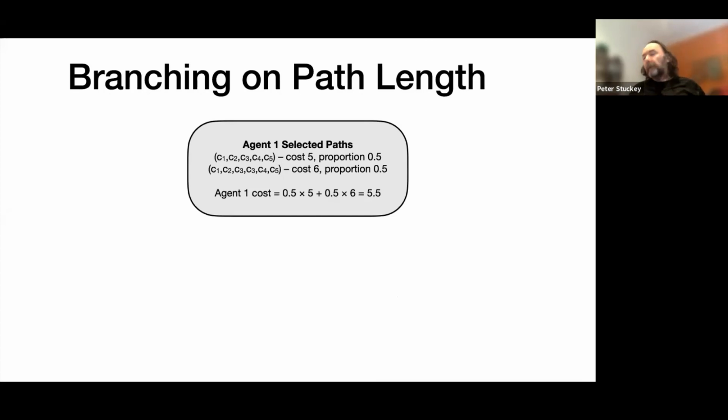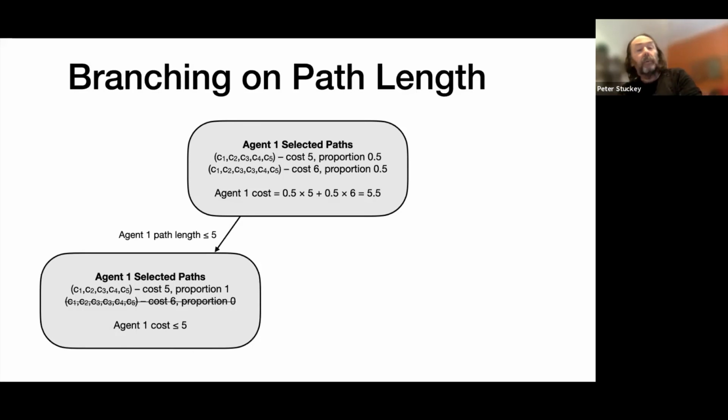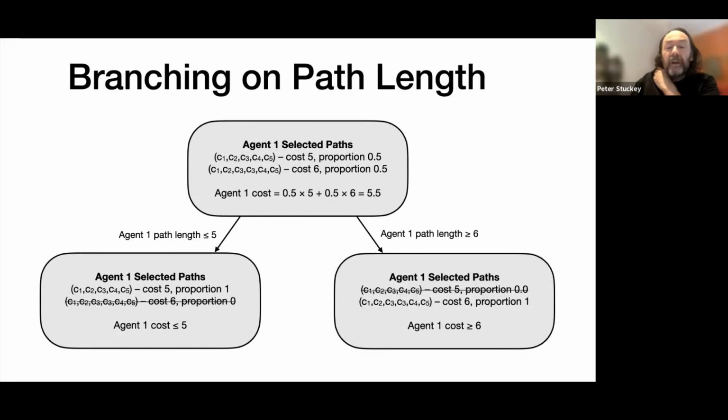Okay, and the final trick we're going to need to add to make this work is branching on path length. So this is a way of avoiding agents taking fractional paths, essentially. So imagine agent 1 has selected paths C1 to C5, right? So the first path at proportion of half and the next path at proportion of half. So its cost looks pretty good, it's 5.5. Now we're going to branch and say, well, we're going to force it to be less than or equal to 5 or greater than or equal to 6, right? So we wipe out the ability to use the second path, and now its cost is less than or equal to 5. On the other branch, it's greater than or equal to 6.